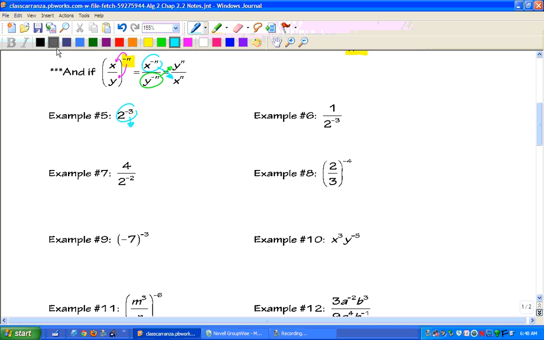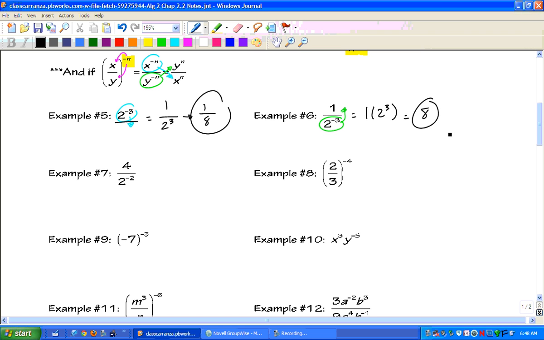Exponent's negative, we're going to drop it down like it's hot. Okay? So 2 to the third is on the bottom, and a 1 goes on top, and that simplifies to 1 over 8. Okay? Example number 6. If it's on the bottom, you bring it up to the top, which equals 1 times 2 to the third, and that just equals 8.